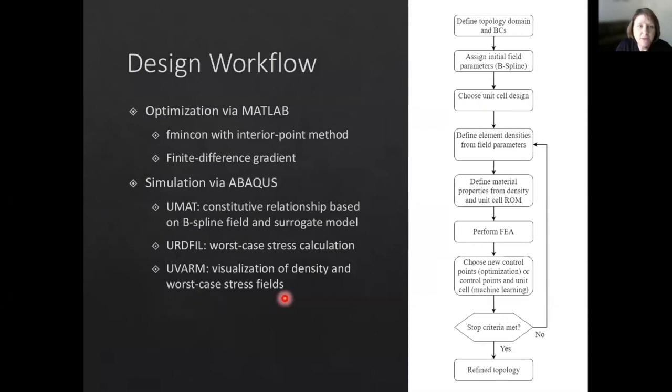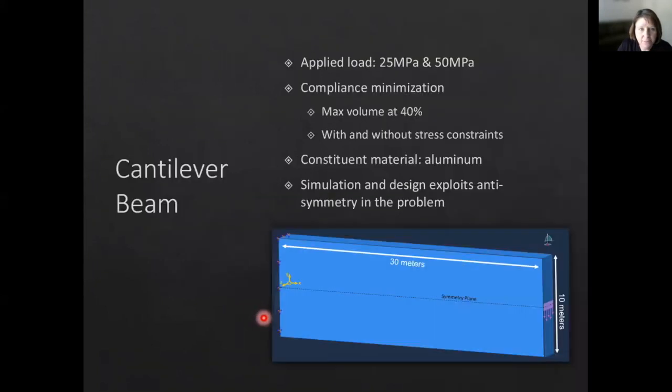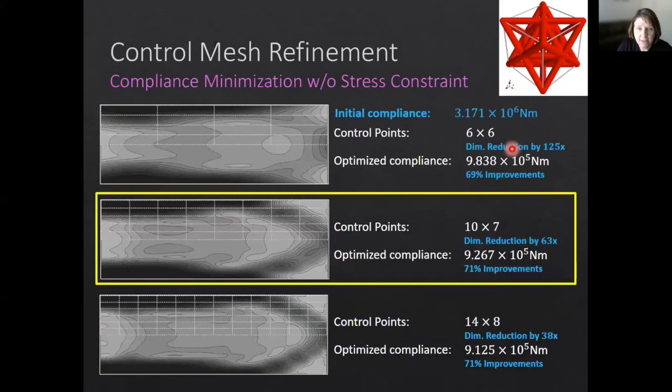We implemented it using a combination of MATLAB and Abaqus with user-defined subroutines for our constitutive models and our worst case stress calculation. So here's an example of a cantilever beam problem. You can see the load being applied over here on the right and the supports being applied on the left. We're minimizing compliance and restricting volume to be no more than 40%. And I'll show you some results with and without stress constraints.